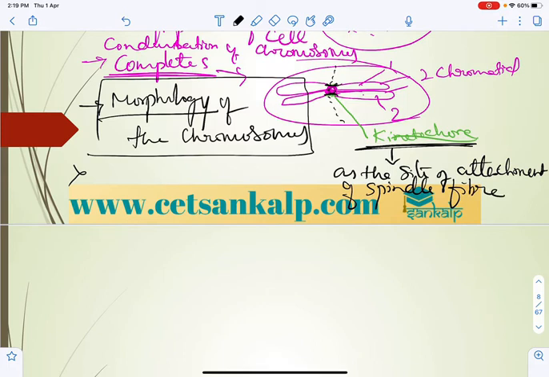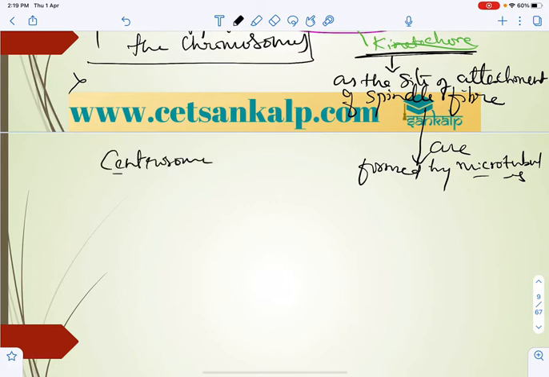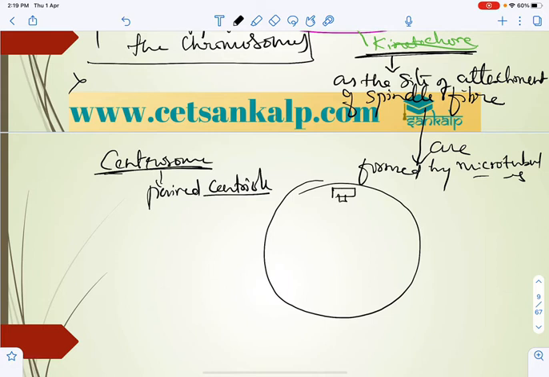So what are these spindle fibers? These spindle fibers are formed by microtubules of the centriole, or the centrosome. These centrosomes are paired centrioles, and they move towards the opposite poles. As they move completely to the opposite poles, if you consider this as one centriole and this as the other centriole, the chromosomes will align in the metaphasic plate.